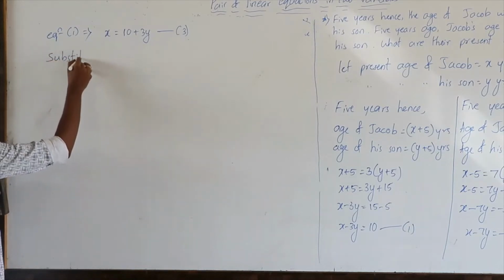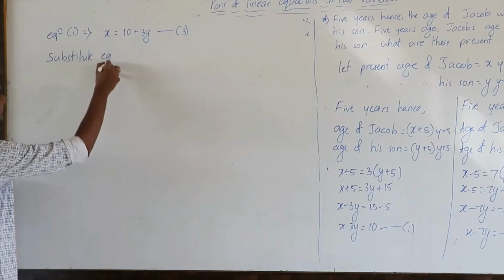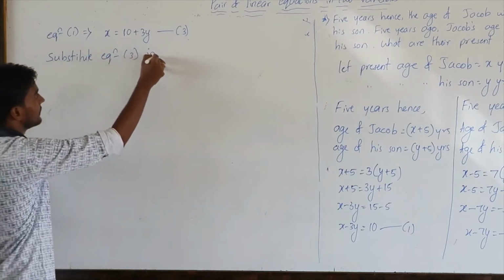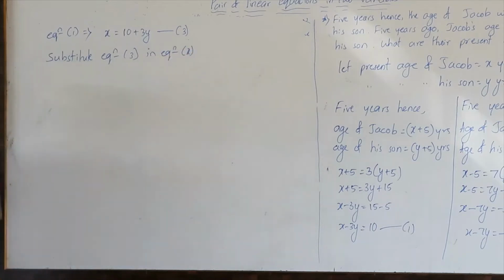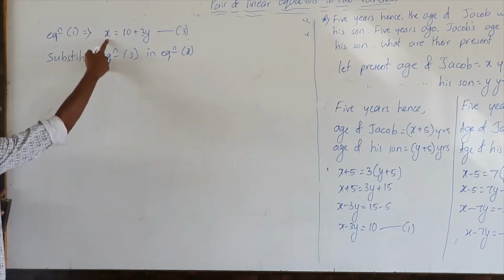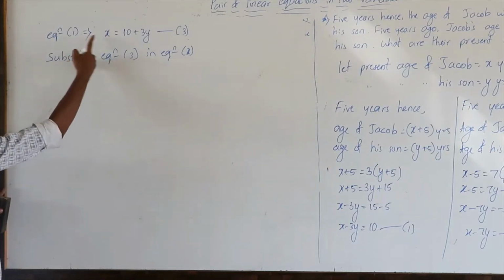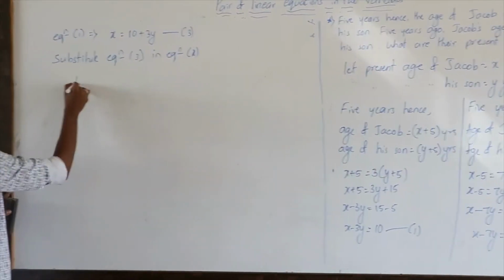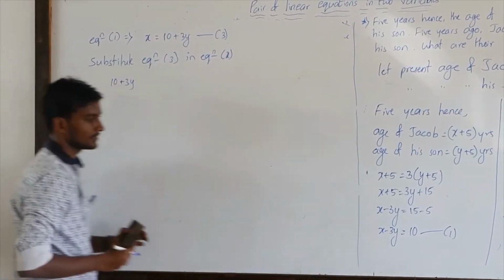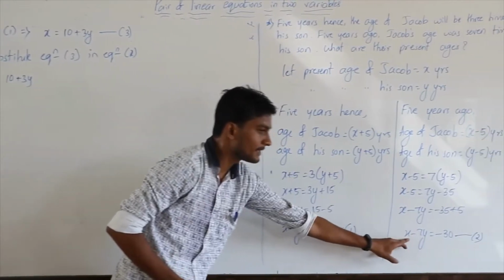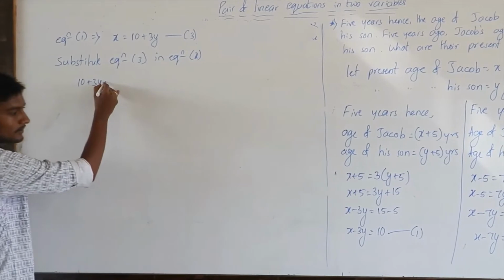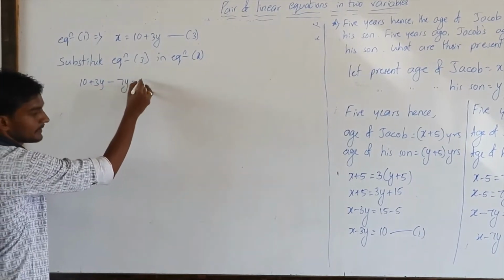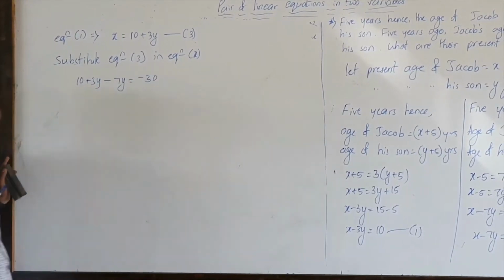Substitute equation 3 in equation 2. So wherever we have the x value in equation 2, you have to substitute 10 plus 3y. In equation 2 we have x minus 7y, so in place of x you have to substitute 10 plus 3y. So 10 plus 3y minus 7y is equal to minus 30.